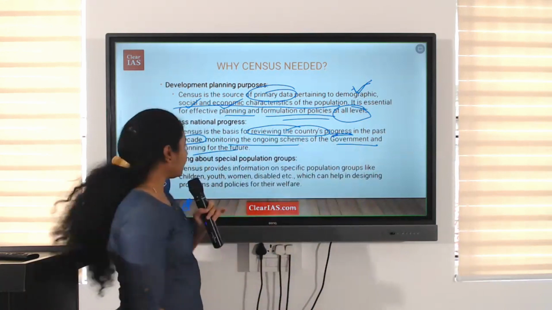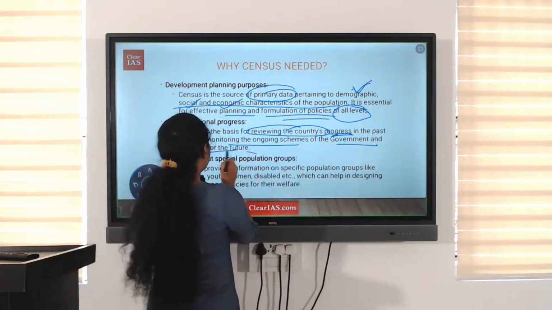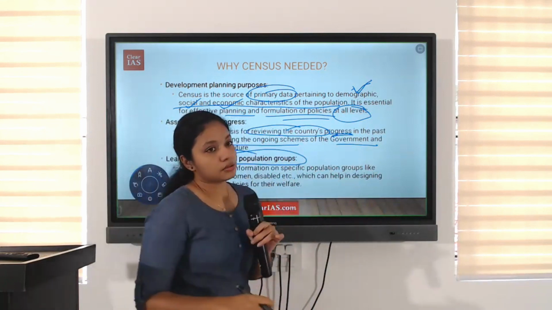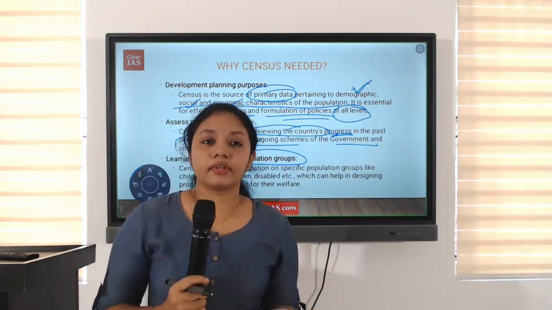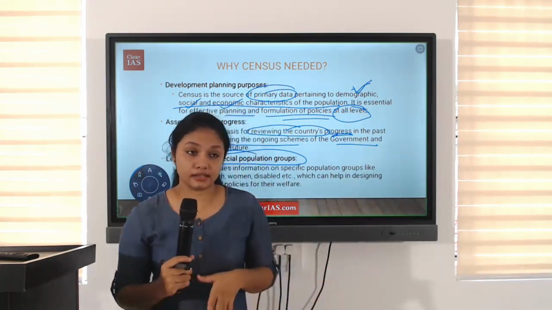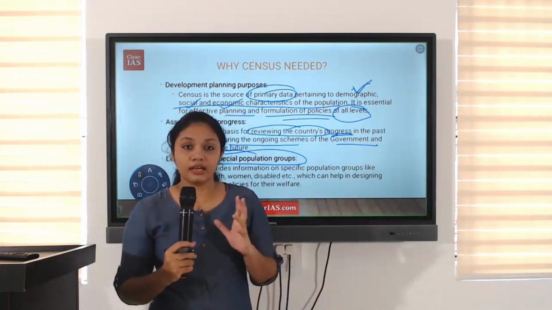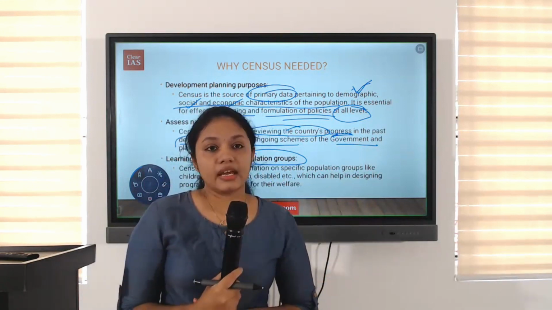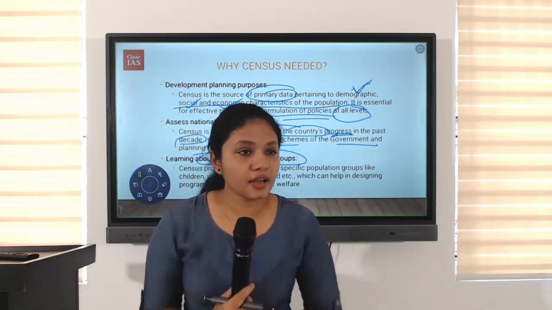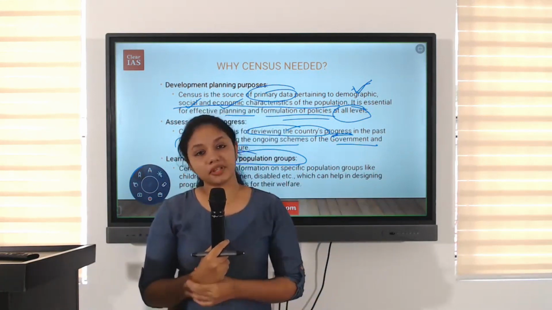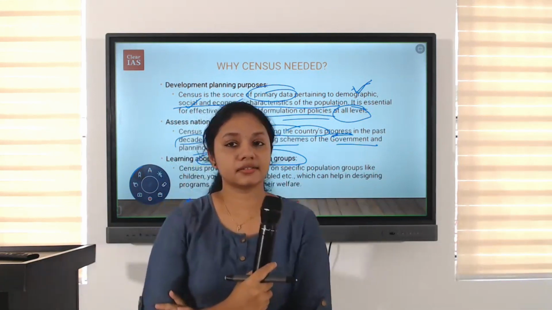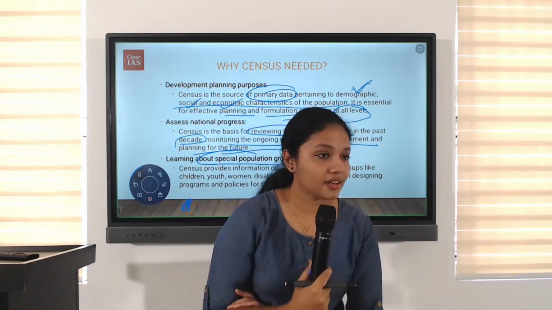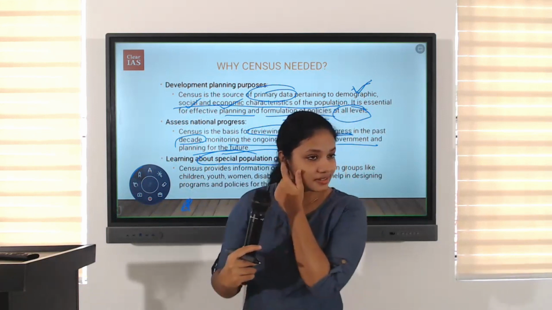Clear? Okay, next one is learning about special population groups. Special population groups like, see, in society, we study about vulnerable sections, right? Who all come under vulnerable sections? SC, ST, OBCs, tribal community come under STs, then economically weaker sections. Okay, then denotified tribes.